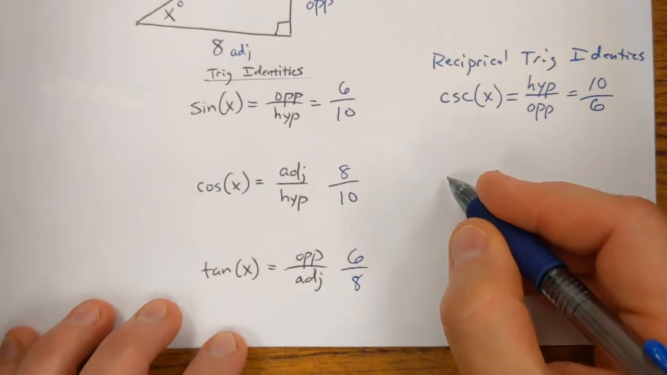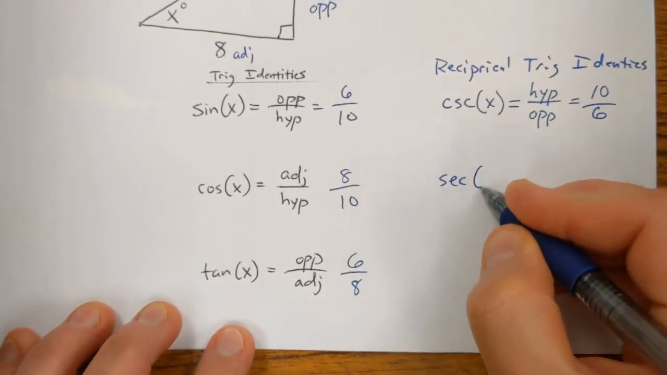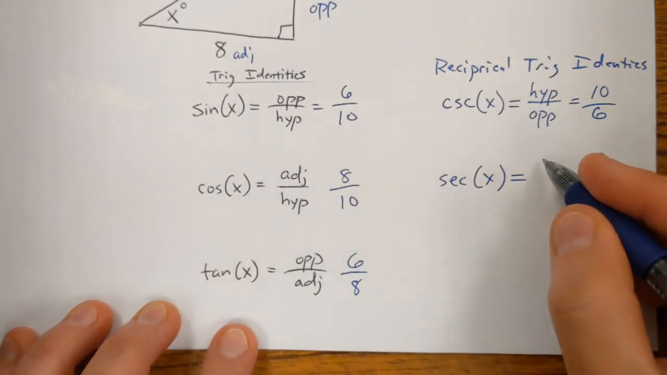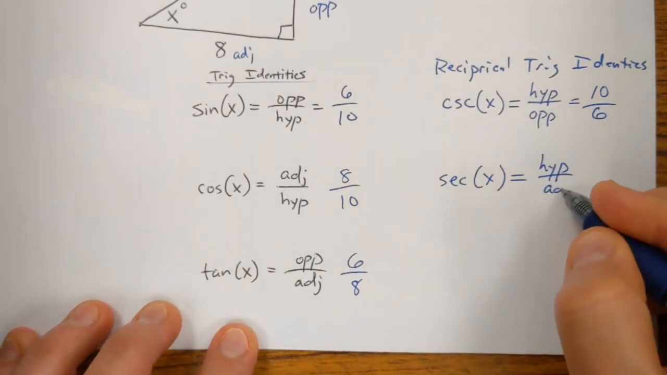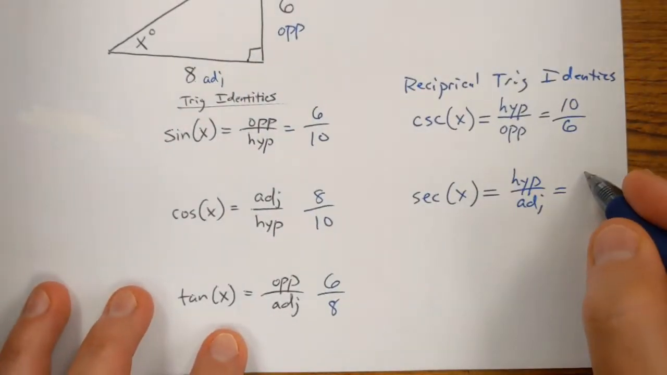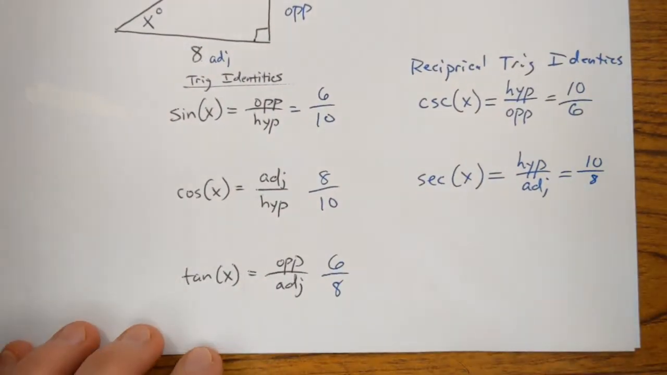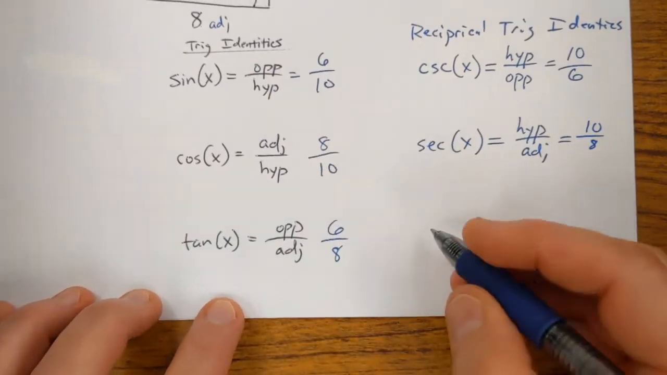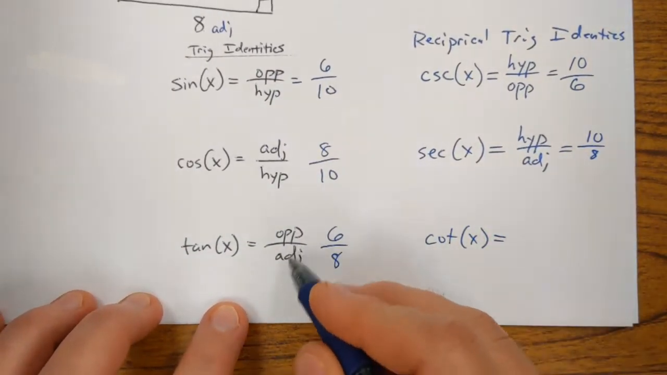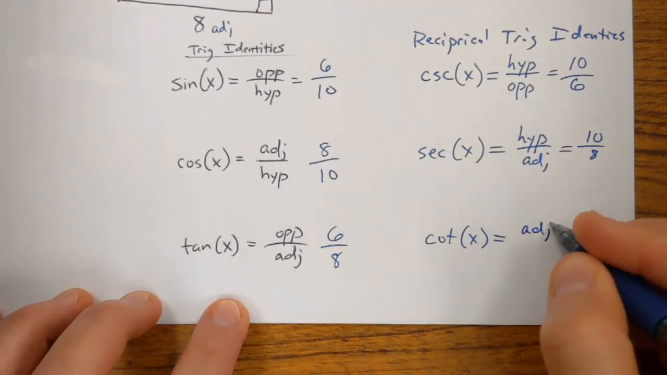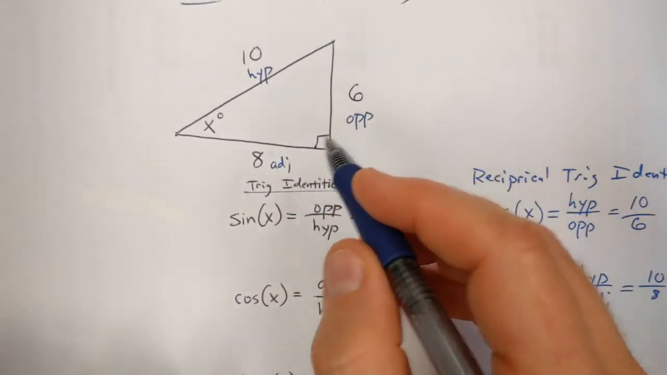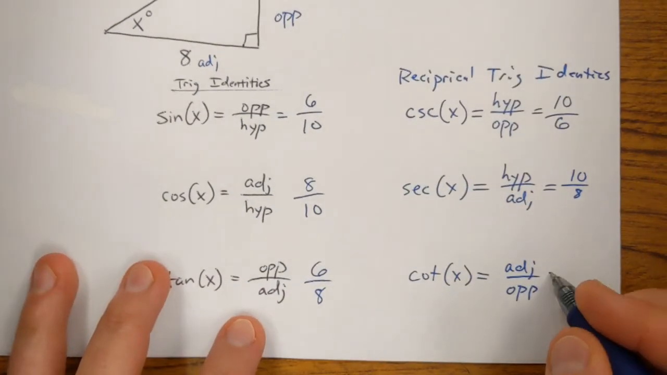The next one is secant. Secant is the reciprocal of cosine. Instead of adjacent over hypotenuse, it's hypotenuse over adjacent. So in this example, that would be 10 over 8. And then the reciprocal of tangent is called cotangent. It would be adjacent over opposite. So in our example, that would be 8 over 6.